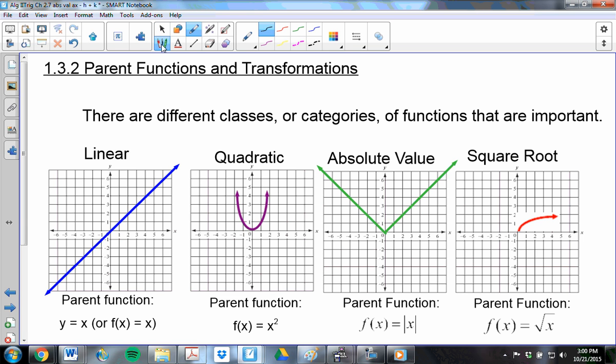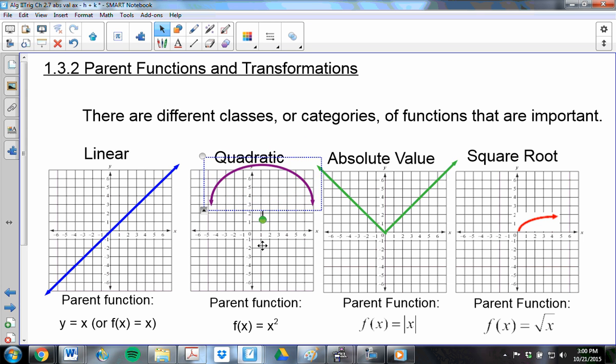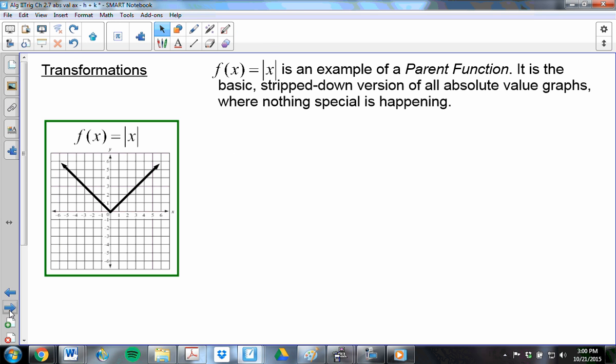They're called parent functions because nothing has happened to them. Nothing has changed. We know that we can take a quadratic and move it around, stretch it out to make it flatter, and flip it over. There are all kinds of things we can do to change functions. But before you do anything to change a function, it's called a parent function. Just the plain old unchanged version of the function is called a parent function.